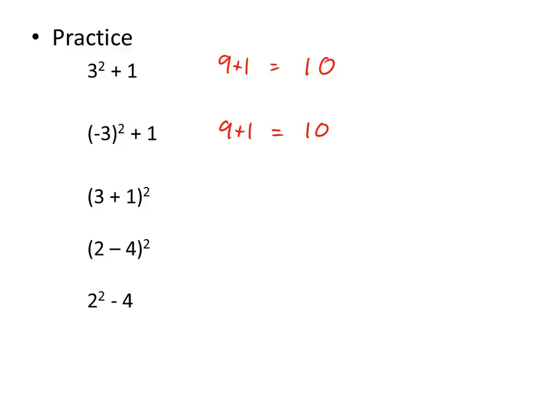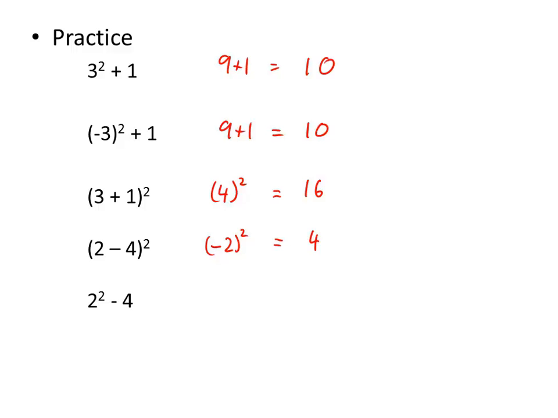Now we have the brackets rearranged and the exponent moved a little bit. If we do inside the brackets first, we have 3 plus 1, so 4. So we did inside the brackets first, and we have 4 squared. 4 times 4, or 4 squared, is going to be 16. Again, a little bit different. Now we have 2 minus 4, so we're going to do inside the brackets first. 2 minus 4 is negative 2, and we have squared. So negative 2 times negative 2, well, 2 negatives make a positive, so that's going to be positive 4.